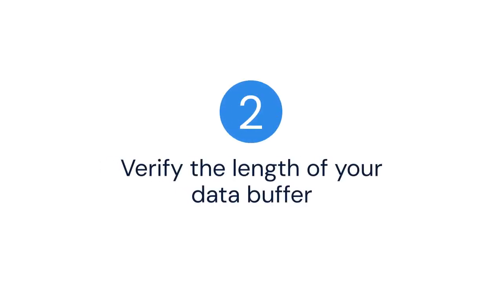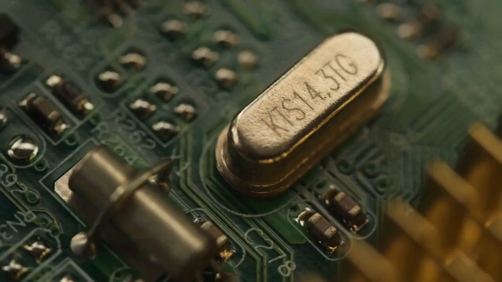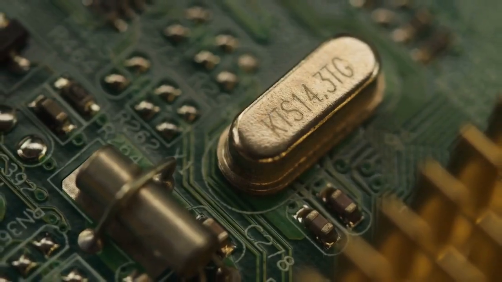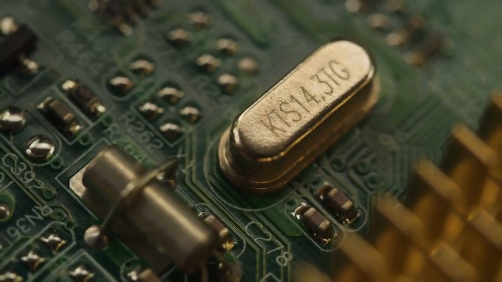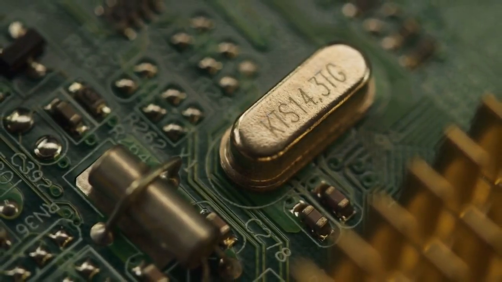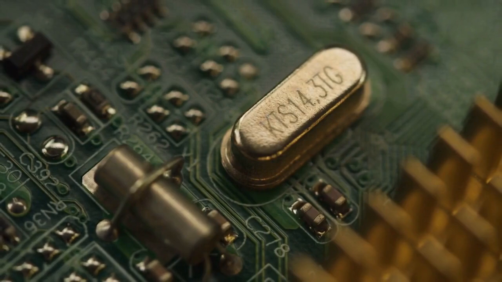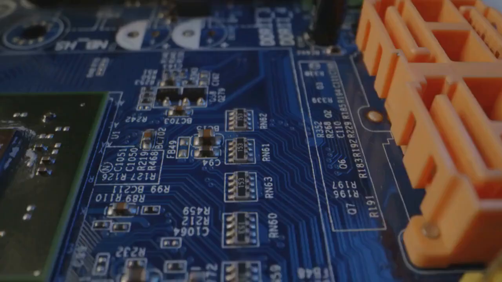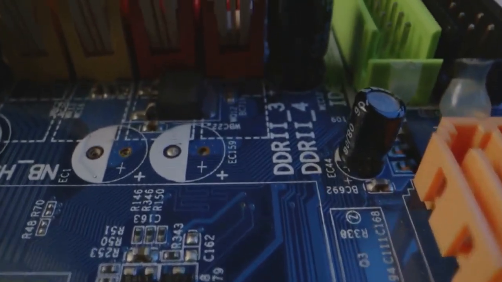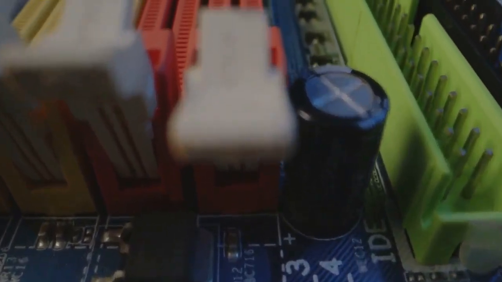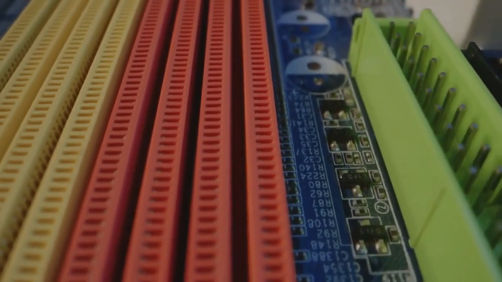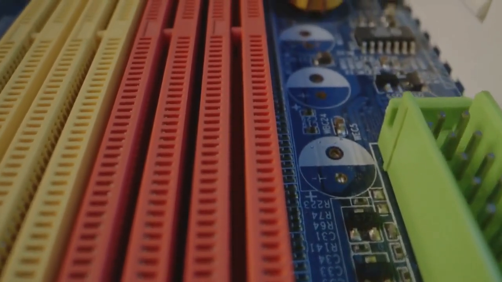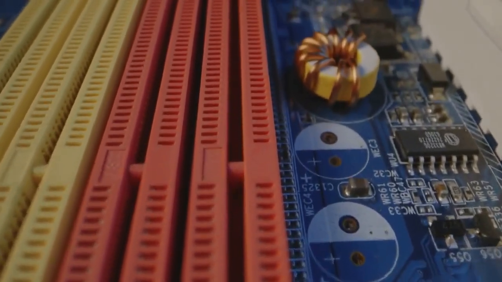Secondly, verify the length of your data buffer. Use the len function to check the size of the byte string you're trying to unpack. If it's not the expected size, in this case, 4 bytes according to the error, then you need to adjust either your data or your format string. You might need to pad your data with extra bytes to reach the required length. Alternatively, you might need to use a different format string that matches the actual size of your data.